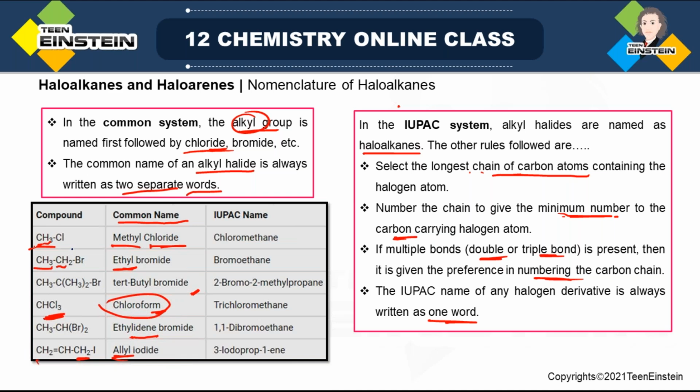Now CH3Cl, first you have to write halo, so that is chloro, then methane, and there is no gap. Then bromo, you have to write first bromo and then ethane because it is two carbon.